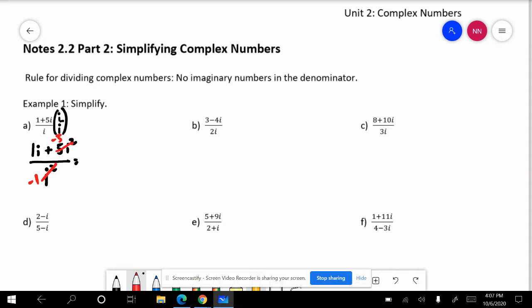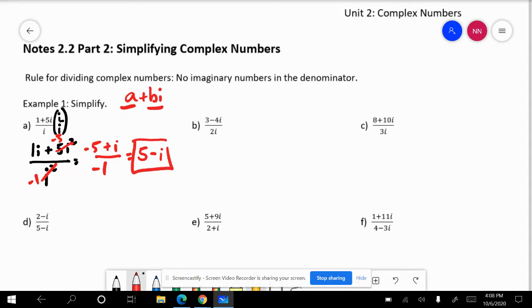So I'm going to write it in standard form. Remember, standard form is a plus bi. The real number comes first, the imaginary number comes second. So I'm going to put -5 plus i divided by -1. I'm going to divide each of these by -1, so I get 5 minus i. And that right there is my answer.